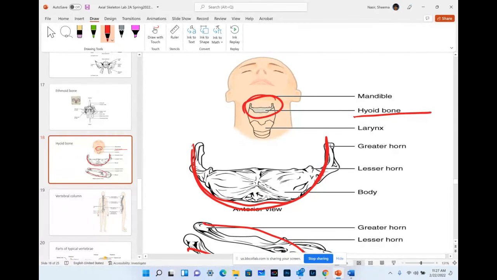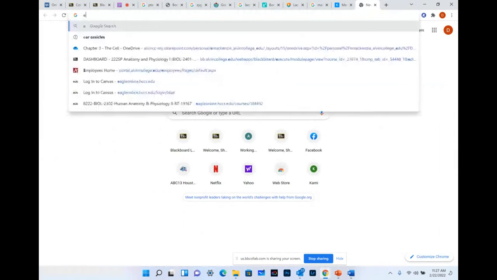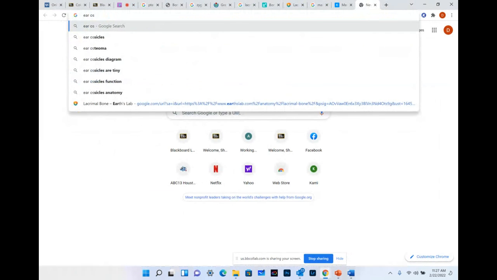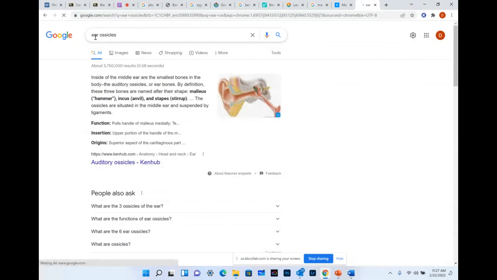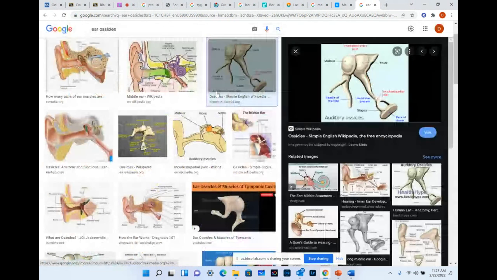Ear ossicles. Ear ossicles are malleus, incus, and stapes. And then that is where I'm going to end. So let me show you the ear ossicles. Here is a good photograph of the ear ossicles.